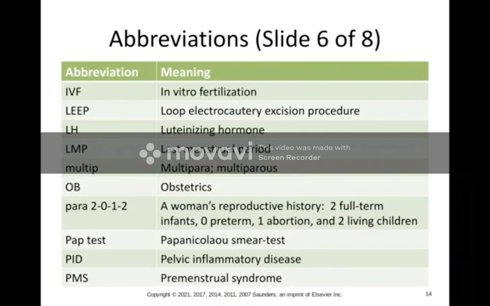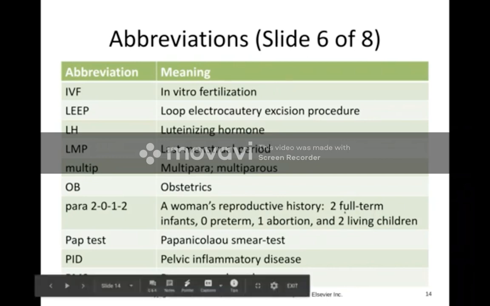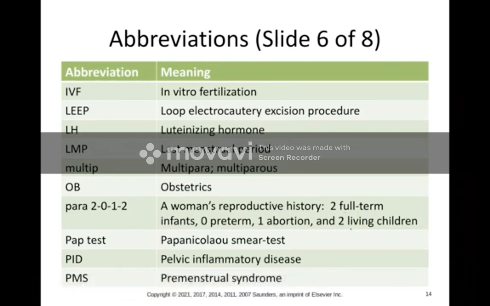LEEP is the loop electrocautery excision procedure. LH, luteinizing hormone. LMP is the last menstrual period. Multi-P is multipara or multiparous, which means more than one pregnancy. OB stands for obstetrics. Para 2-0-1-2, this would be a particular woman's reproductive history. All right, so 2 means 2 full term, 0 preterm, 1 abortion, and 2 living.